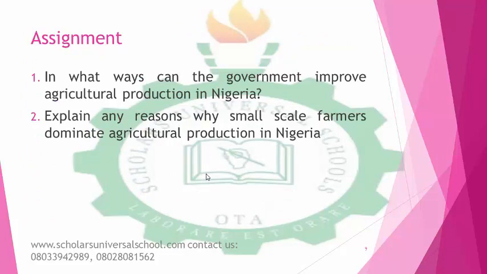The final slide looks at the assignment for the topic. The first question is for you to list ways where the government can help in improving agricultural production in the country. Also, explain any reasons why small-scale farmers dominate agricultural production in Nigeria. So you have to answer these questions after going through the different slides and the explanation, and submit the answers to the questions as at when due.